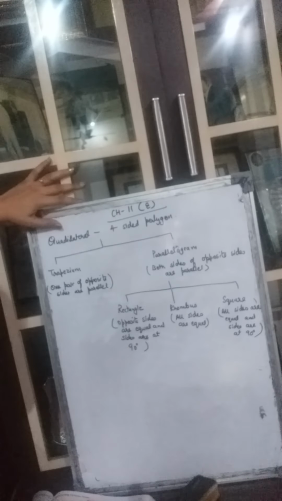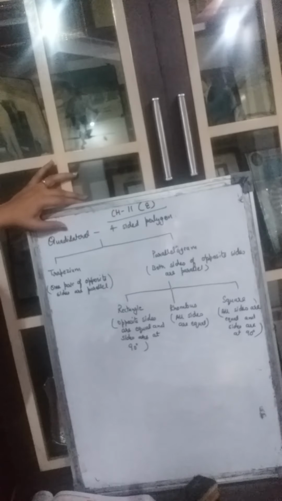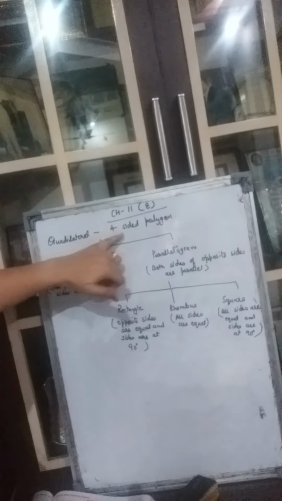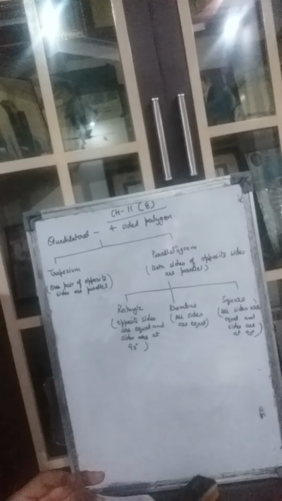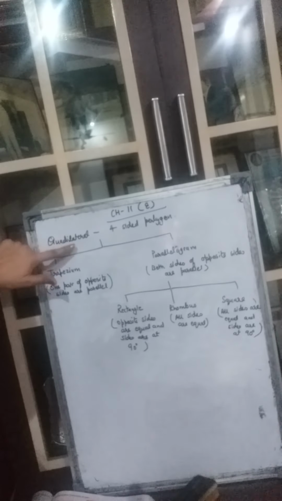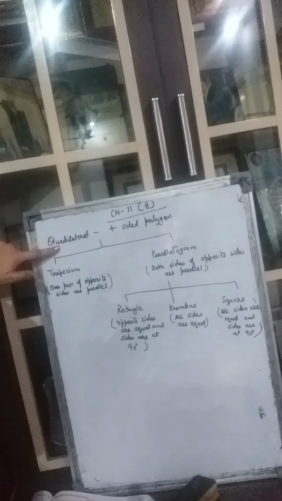This is about the quadrilateral. You all know very well what a quadrilateral is. It is a four-sided polygon. Any polygon or any closed figure which has four sides is called a quadrilateral. Quad means four, okay? So a four-sided figure is called a quadrilateral.